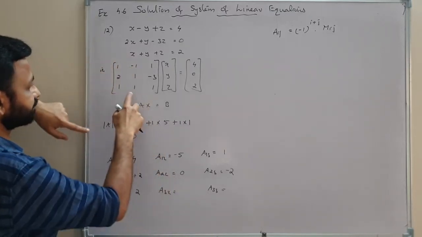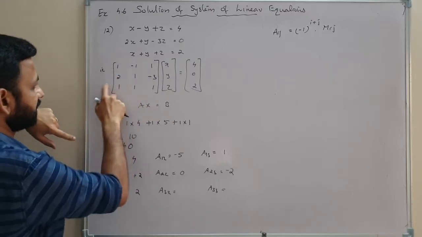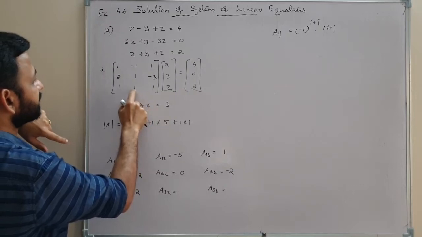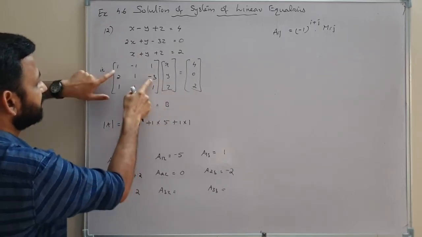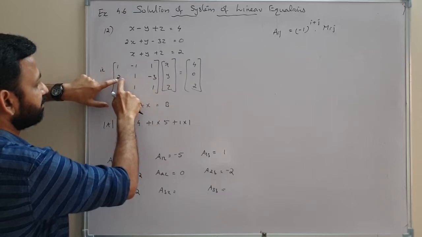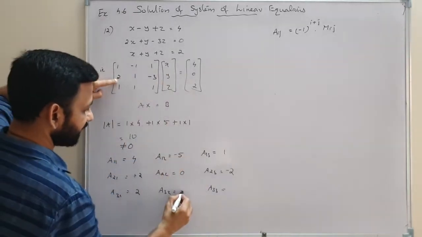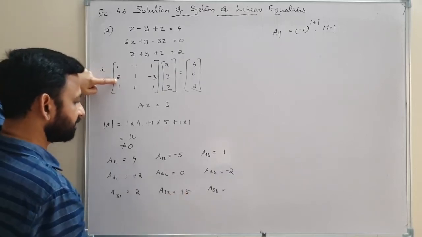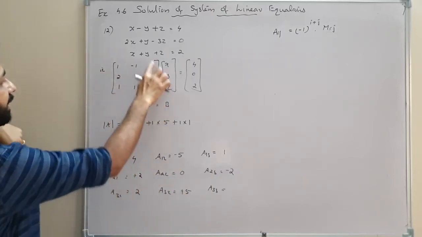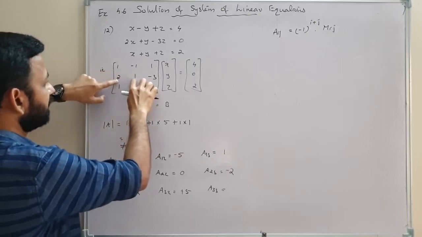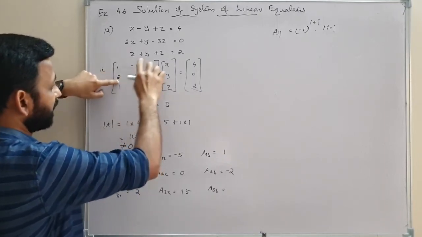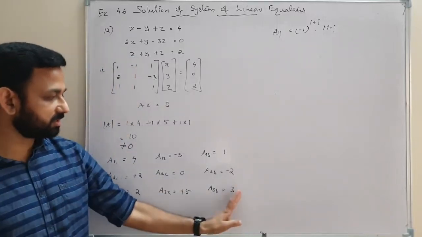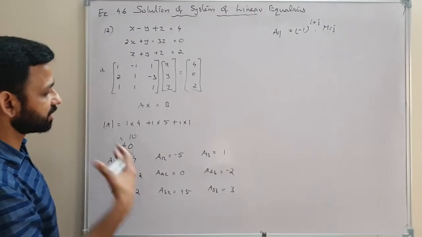Then A32. A31 is 3. A32, here this is the element, deleting, 1 into minus 3, minus 3 minus 2, that is minus 5, 3 plus 2, odd number, so minus 5 becomes plus 5. Then A33, deleting, 1 into 1, 1, plus 2, 1 plus 2, 3, and here 3 plus 3, even number, so the sign will be the same. So now we got all the cofactors.